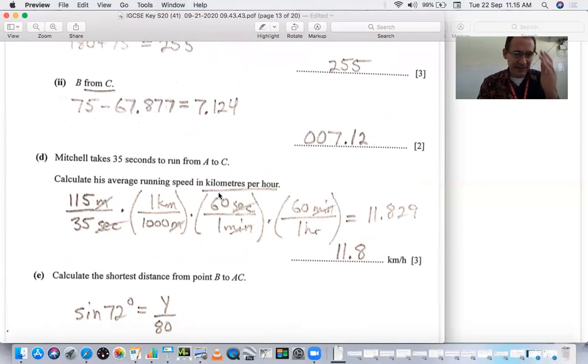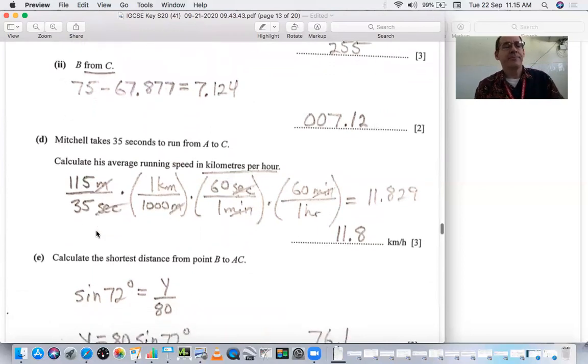We want to change that to kilometers per hour. So 115 meters, we want to divide by 1,000 meters and make that 1 kilometer. So that cancels out our meters. And then our seconds, 60 seconds in 1 minute, 60 minutes in 1 hour. That gets rid of our seconds and minutes so that we're now in hours. Multiply this all the way out and you get 11.8 kilometers per hour.